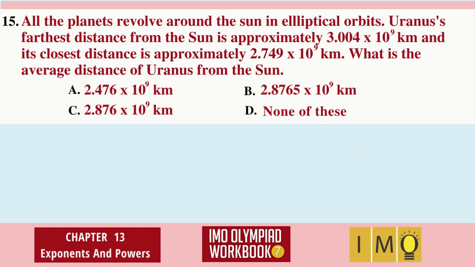Next, question number 15. All the planets revolve around the Sun in elliptical orbits. Uranus's farthest distance from the Sun is approximately 3.004 into 10 to the power of 9 kilometers, and its closest distance is approximately 2.749 into 10 to the power of 9 kilometers. What is the average distance of Uranus from the Sun?